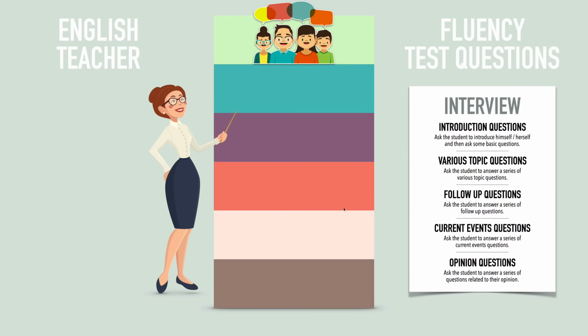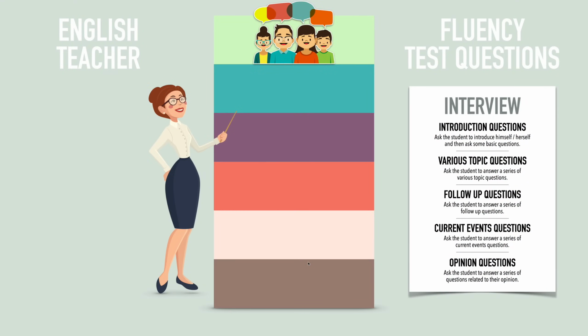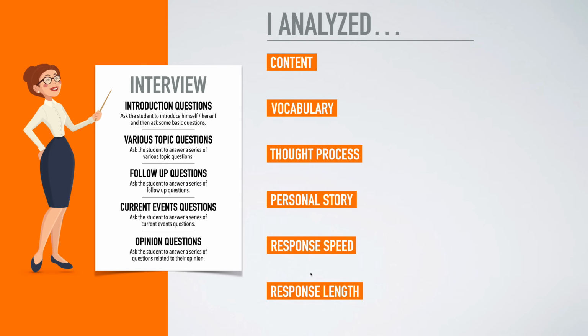So I would also ask them introduction questions, then various topic questions, questions related to topics like the weather or politics. Then I would ask them questions about what they said. Follow-up questions, asking them to give more information. We talk about current events and then also their opinion. Now, this is what happened. After I asked them all of those questions during the interview, I analyzed 6 different parts of their responses.